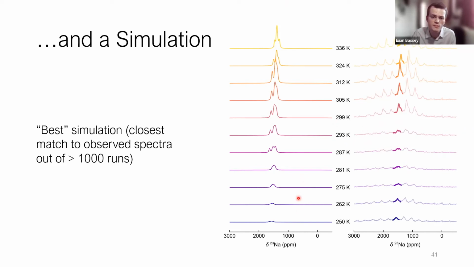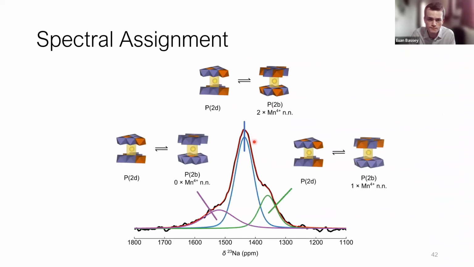So this is essentially me playing around with some of the energy barriers and some of the hopping rates at which the sodium ions are hopping in the material. And if we then assign it and look at which sites these actually correspond to, this is what we end up with. So this is now the final spectral assignment. Many slides after I originally showed you that, this is what the spectra can be assigned to.